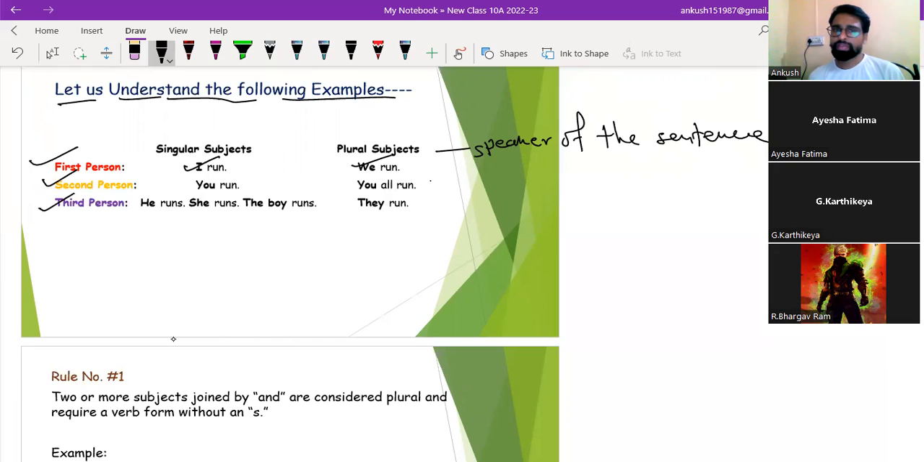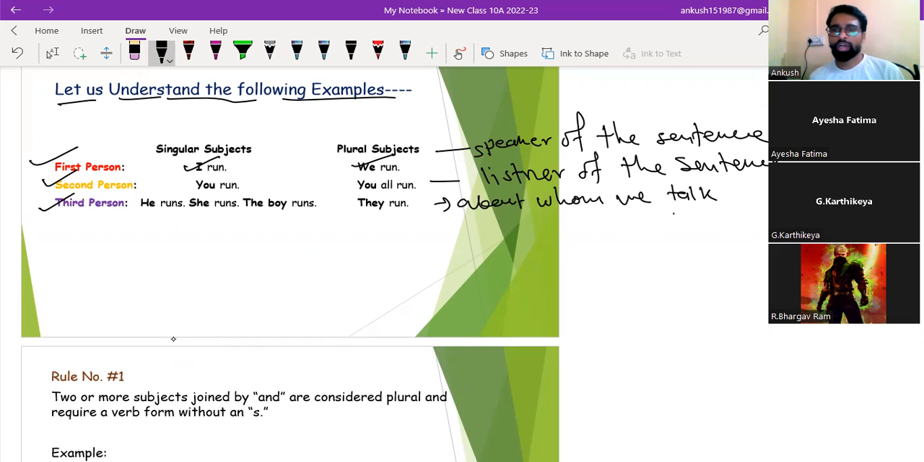The second person is the listener of the sentence. And the third person is someone about whom we talk. So who is talking? These two people are talking. The speaker and listener are talking about the third person. So that person is known as the third person.